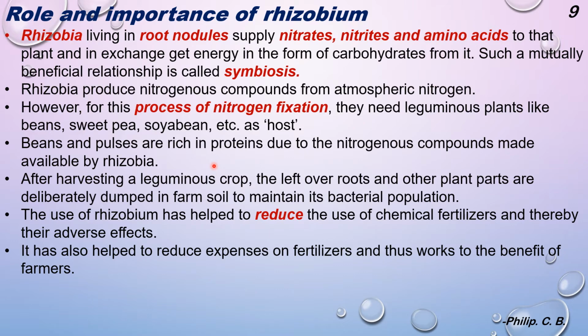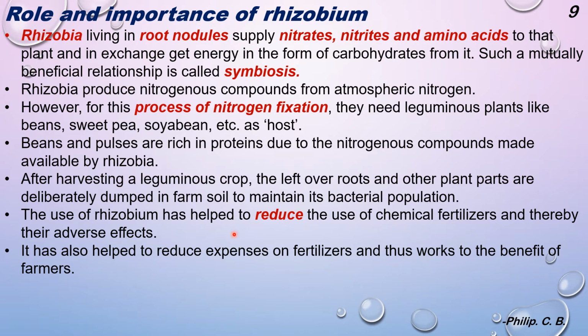After harvesting a leguminous crop, the leftover roots and other plant parts are deliberately dumped in farm soil to maintain its bacterial population. That means, after harvesting the crop, the remaining part of the roots are put back into the soil so that the bacterial population, already present in the leftover roots, can be increased.